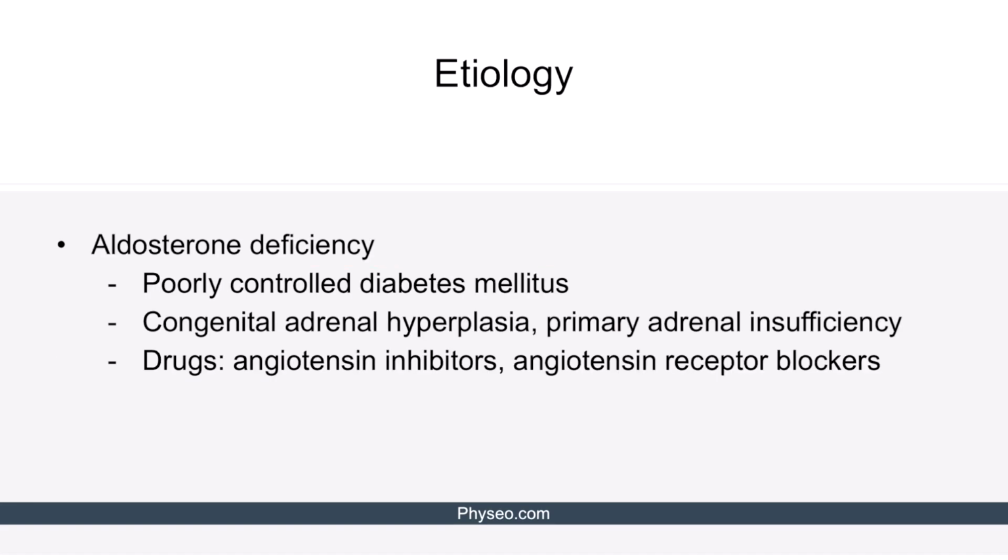The etiology can be divided into aldosterone deficiency and aldosterone resistance. Let's talk about aldosterone deficiency first. Poorly controlled diabetes mellitus, congenital adrenal hyperplasia, and primary adrenal insufficiency lead to impaired aldosterone synthesis. Other causes of aldosterone deficiency include drugs such as angiotensin inhibitors and angiotensin receptor blockers.